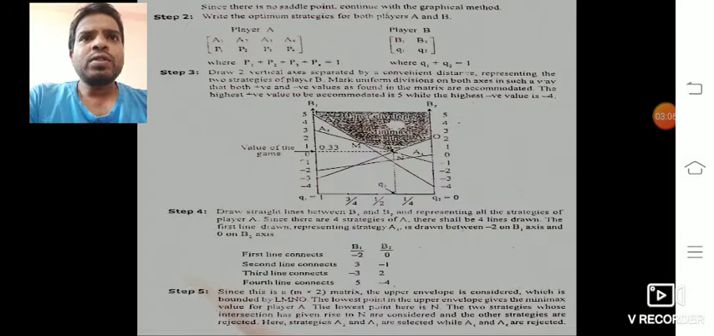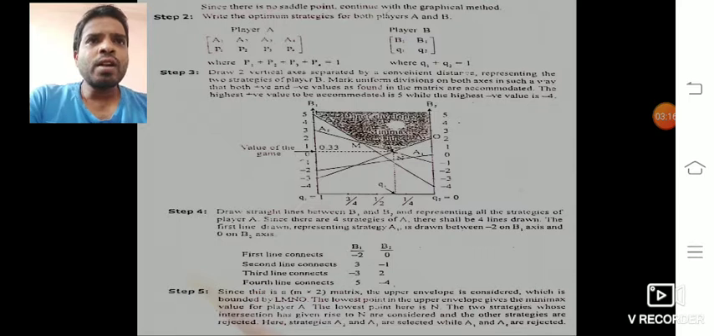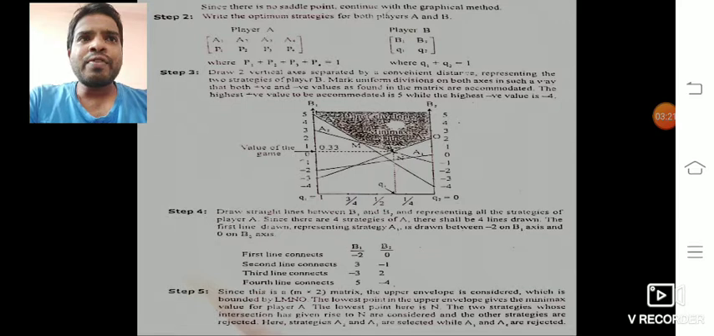Now in step 3, you can go for the graph. Here you can draw the vertical lines for B1 and B2. We have 2 columns, so B1 and B2, two vertical lines. Those 2 lines are separated by the probability line, Q1 to Q2, that is 0 to 1.